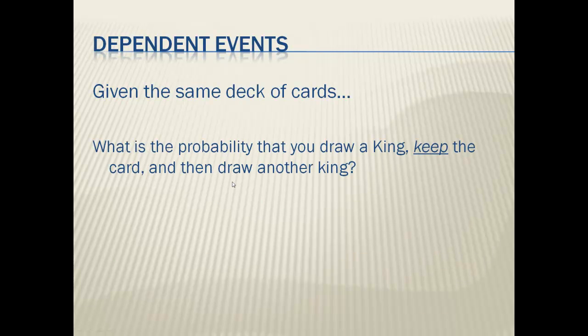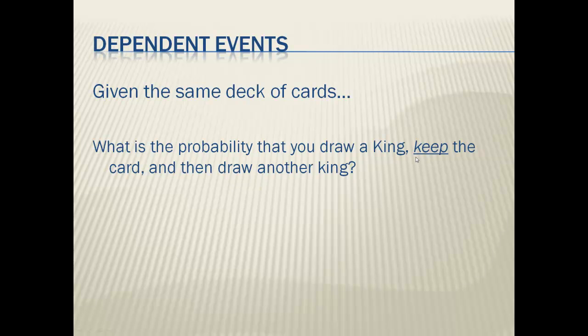Okay, now we have dependent events. This one's a little bit different. It's similar, but there's a slight difference. So again, given the same deck of cards, what is the probability that you draw a king, you keep the card, and then you draw another king?